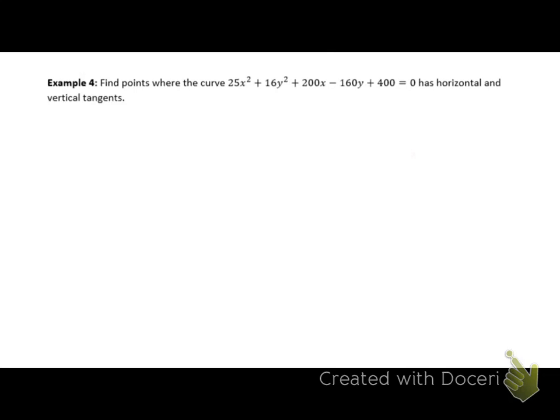So we do the power rule. Right? So we're taking 2, multiplying it. So we have 50x dx/dx plus 32y dy/dx plus 200 dx/dx minus 160 dy/dx equals 0, right? Because remember, the derivative of 400 is just 0, so we don't have to include it. Now don't forget, when you have dx/dx, it cancels to equal 1, so we don't have to worry about that, and our job is to solve for dy/dx.